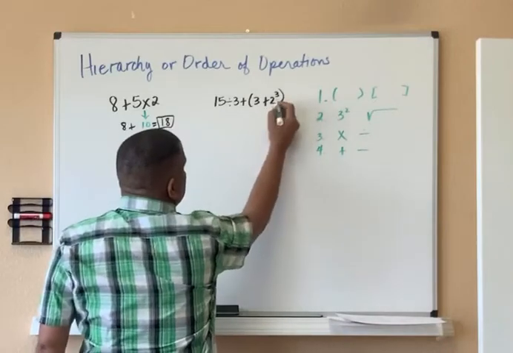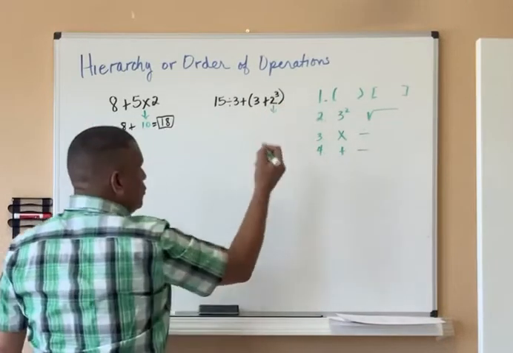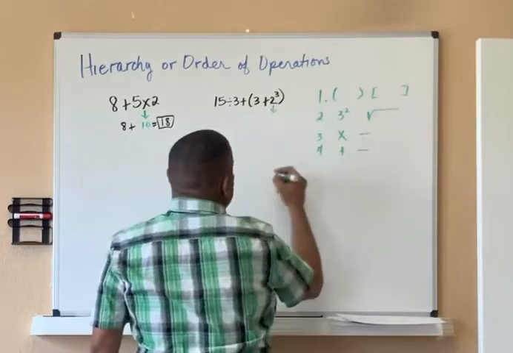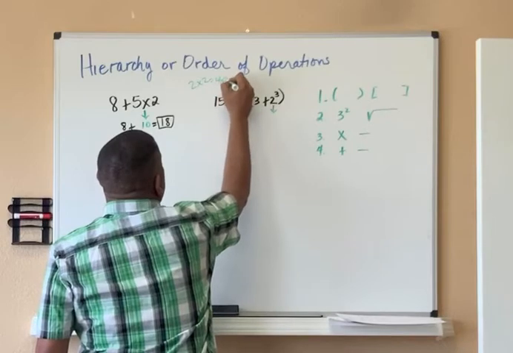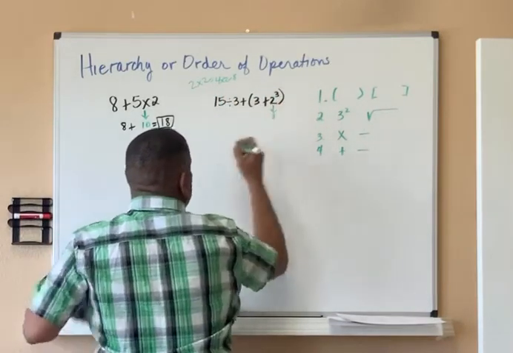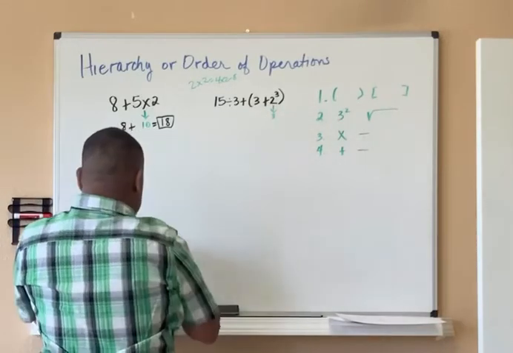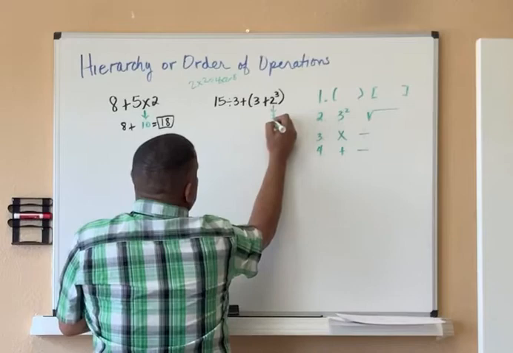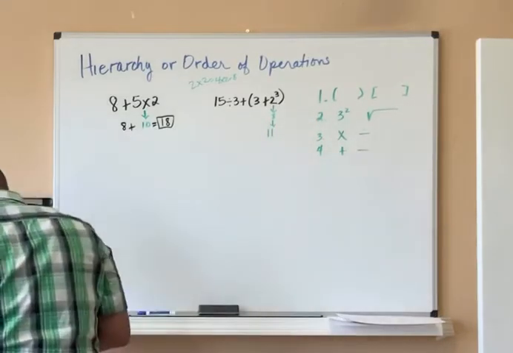Right now I am supposed to work this out, which is the 2 to the third power. So 2 times 2 is 4. 4 times 2 equals 8. So we have 8 right here. Okay, now we continue working. What's 8 plus 3? 11. So this is 11. Then we bring down the rest of the problem.